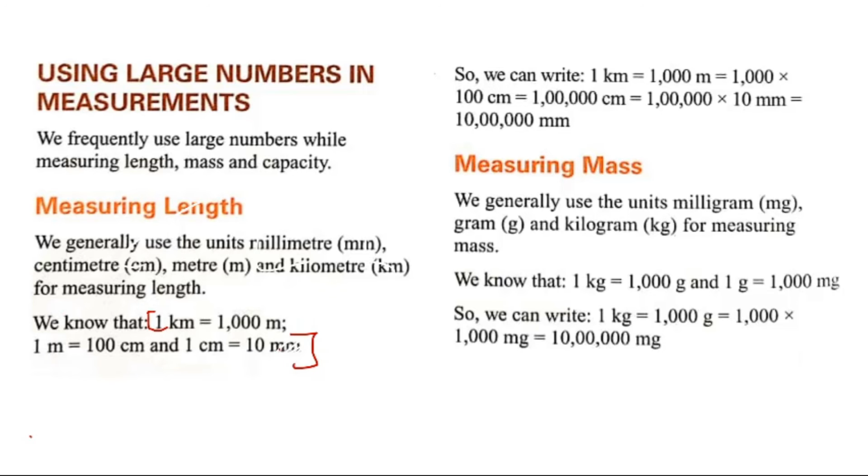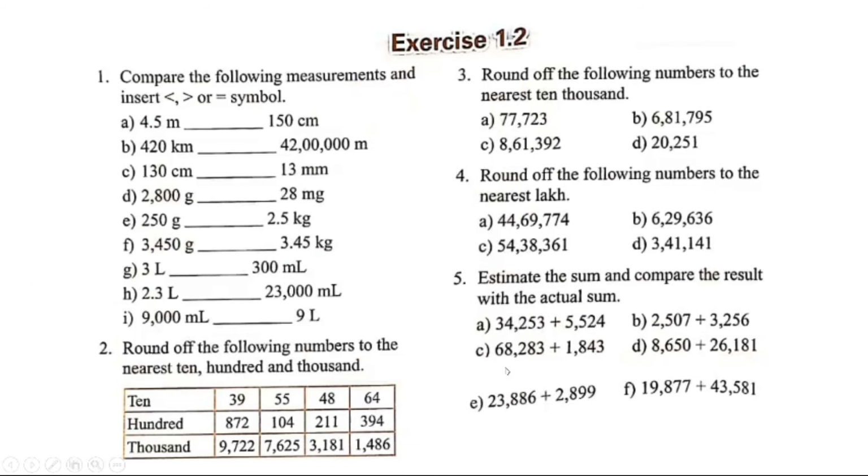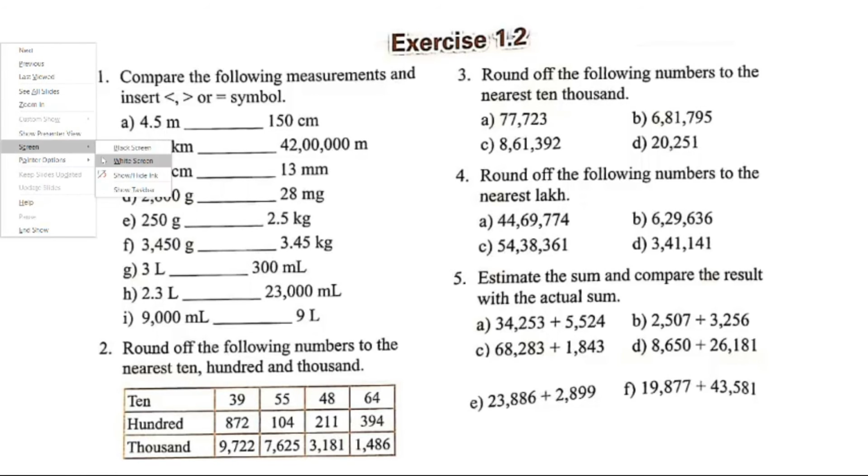So we will go to the first one, that is compare the following measurements and insert greater than, less than, or equal to. 4.5 meter dash 150 centimeter. Now first, how will we solve this? Let me show you how you will solve. Question number 1, A1: 4.5 meter dash 150 centimeter. So you have to measure which one is greater.